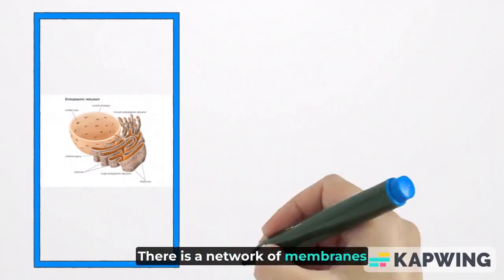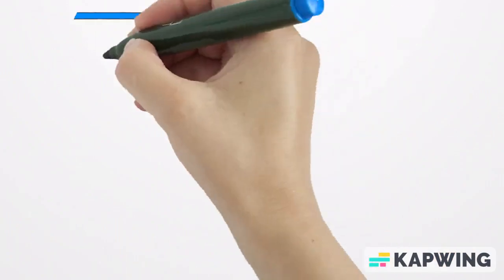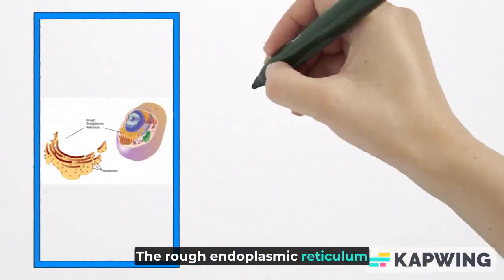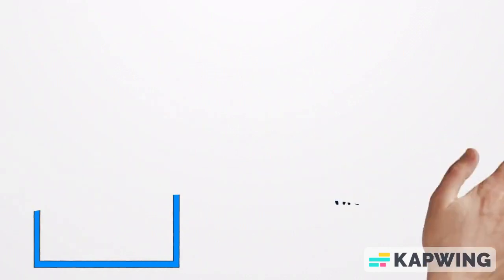There is a network of membranes inside the cytoplasm that is called endoplasmic reticulum, or ER, and it has two types, rough and smooth. The rough endoplasmic reticulum is called so because it has ribosomes in it, and its function is to transport the proteins that were synthesized in the ribosomes across the cell.